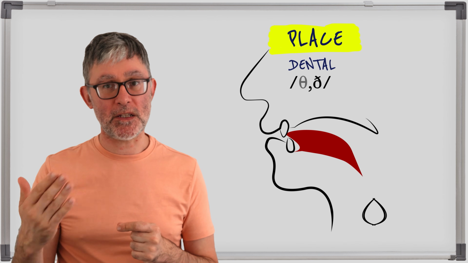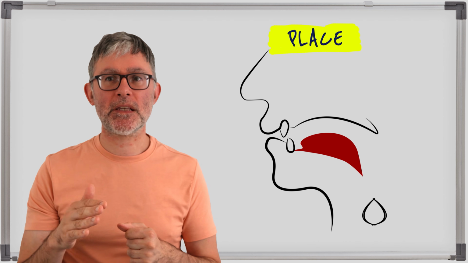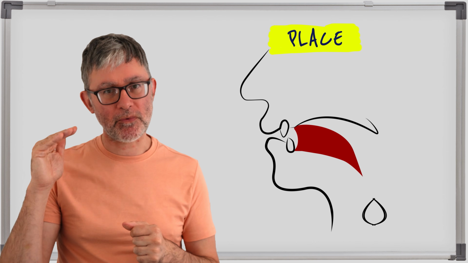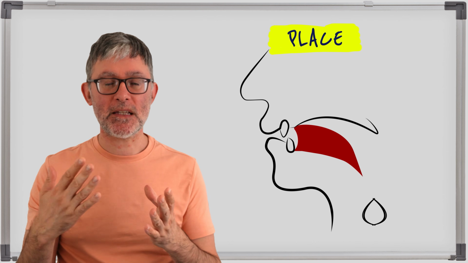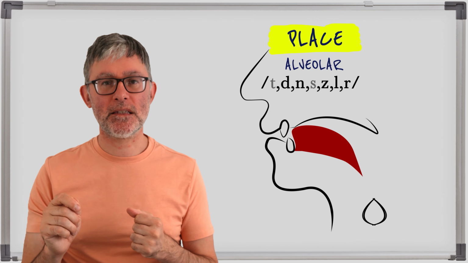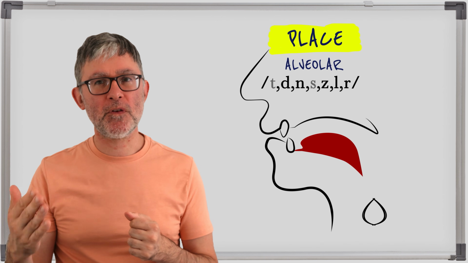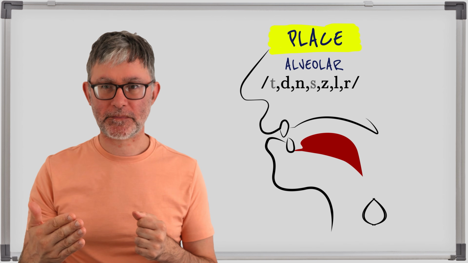These are actually the two th sounds in English. Now, the tongue is making contact on or around the ridge behind the teeth. These are alveolar: t, d, n, s, z, l, r. For the r, the tongue moves past without touching.